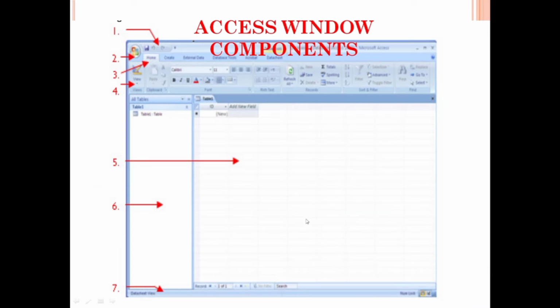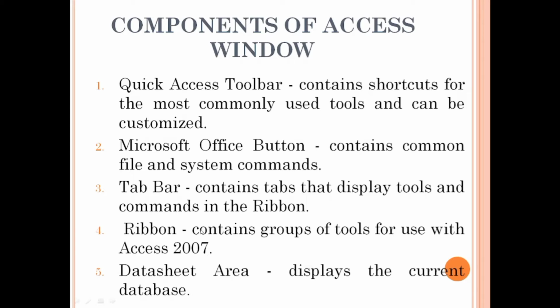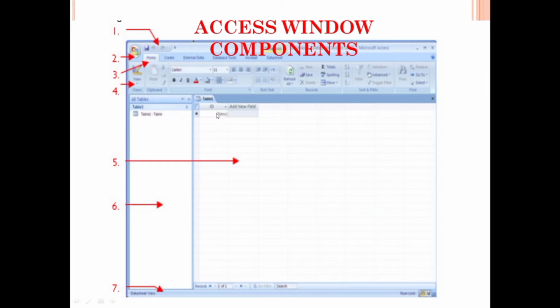Now the next thing, the fourth one, is the ribbon. From this menu bar down to these groups, this is called the ribbon. The ribbon contains the groups of tools that are used with MS Access 2007. The next is the data sheet area that displays the current database. Here, number 5, this is the data sheet area where you can work.